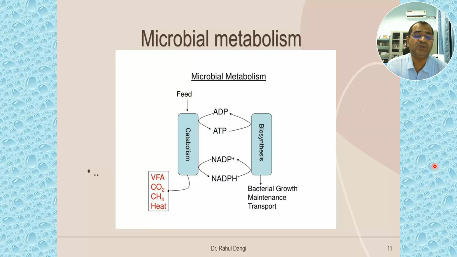Hence, we need to understand that all this is due to microbial metabolism, microbial digestion, or microbial action. So how does it occur? The feed in the form of starch, cellulose, hemicellulose, or sometimes lignin undergoes microbial metabolism, wherein ADP is converted to ATP, and ATP is converted to ADP. Then biosynthesis, bacterial growth, maintenance and the transport system will be maintained. At the same time, NADP plus is converted to NADPH, and VFA, carbon dioxide, methane, and heat are produced.